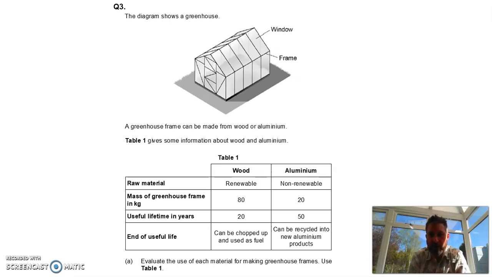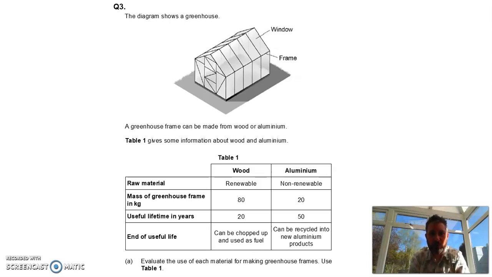So this time it's a greenhouse frame made from wood or aluminium, and it gives you the information. And at the bottom it says, evaluate the use of each material using table 1. This time it's worth 4 marks because there's less to go through. So what you have to do is to look at the information, look at the raw material, look at the mass, look at the useful lifespan, look at what it can be recycled into or whether it can be recycled, and say which is better for each one of those, and at the end you evaluate it. You must say wood because or aluminium because. So that's worth 4 marks.